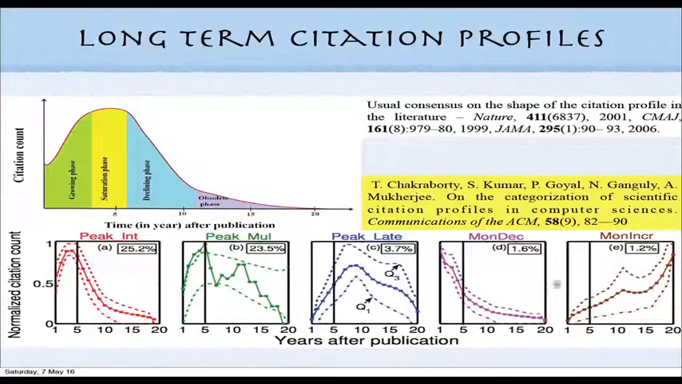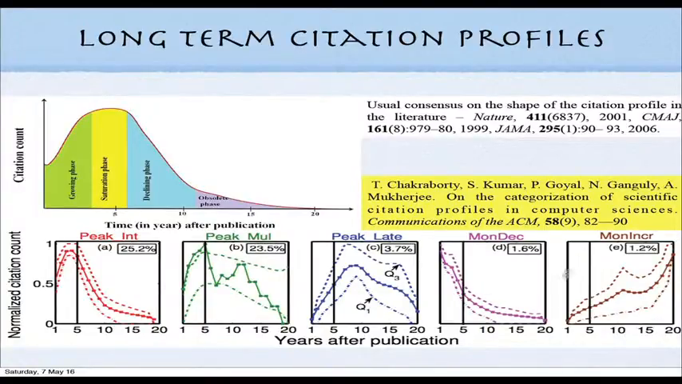Then there is the fourth one, a monotonically decreasing scenario, where the citations to the paper only decrease over time, and as a researcher you will never want to be in this particular bucket, because you want your papers to have more and more citations, not fewer over time.